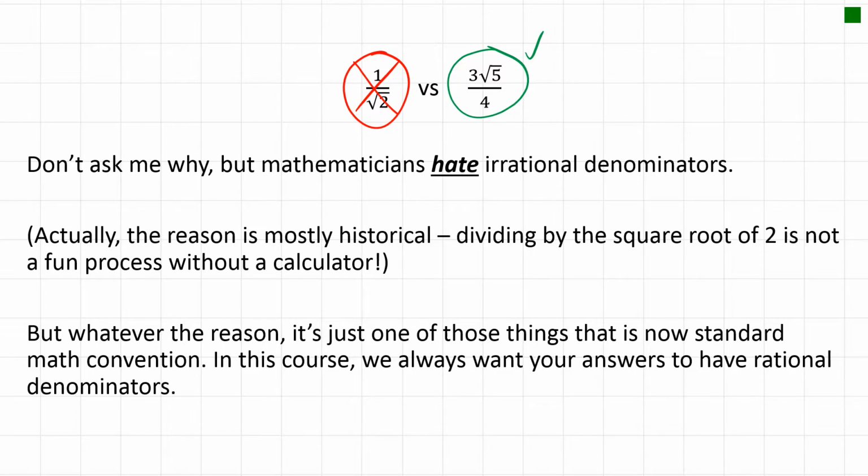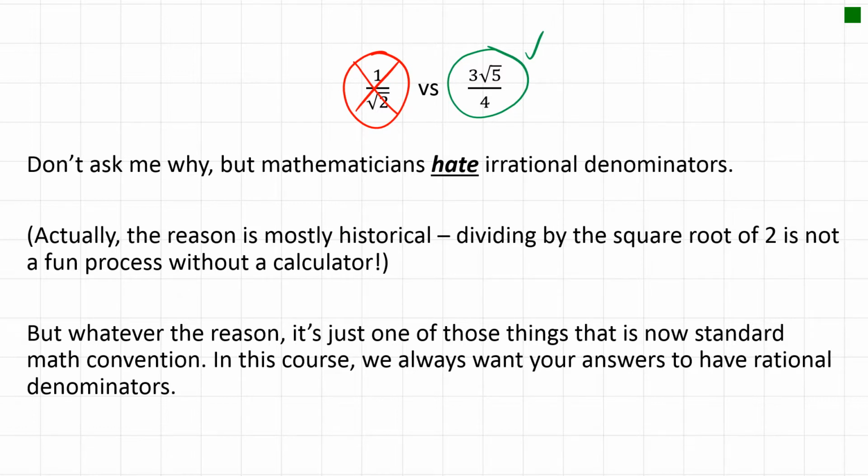I tried to do some searching for why this is, and the best reason I could find is that it's historical, which is that before the existence of a calculator, it's a terrible process to divide something by an irrational number. Like dividing by the square root of 2 is just no good without a calculator. But dividing by something, even an irrational number, like dividing the square root of 5 by a number like 4 is okay. There's a process for doing that. But whatever the reason, and it's historical, it's just one of those things that's now standard in math.